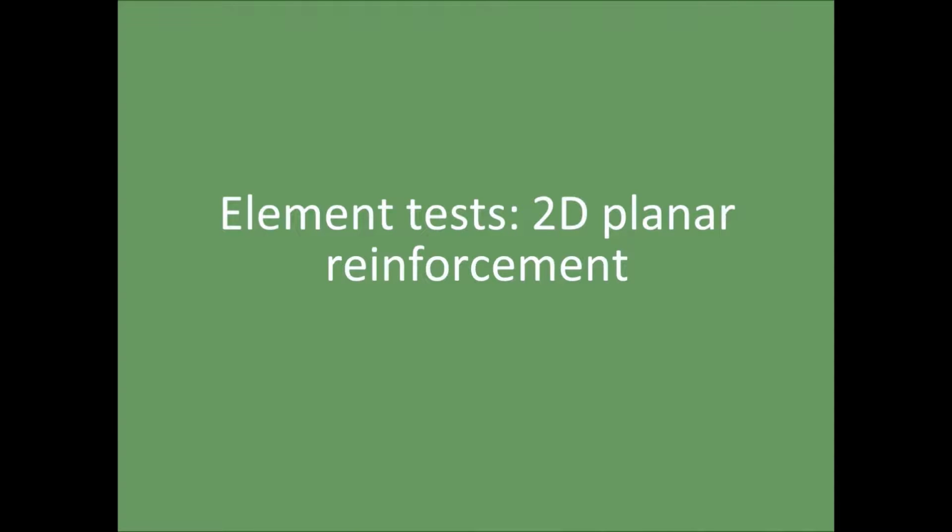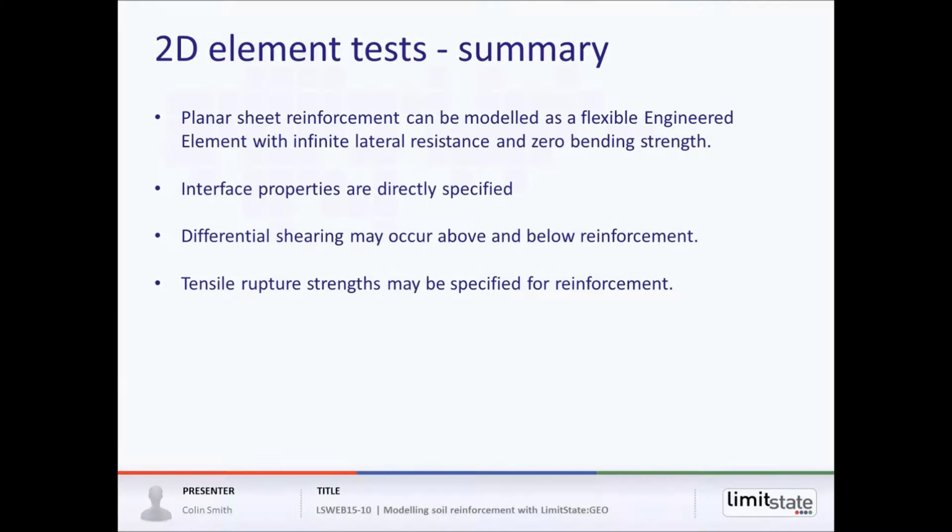So we can use the same engineered element to look at 2D planar reinforcement. And effectively, we can use that element if we give it infinite lateral resistance, so we don't allow soil to flow past it. Obviously, soil can't flow past a sheet of geotextile or a sheet of steel. But to model a geotextile, we put in 0 bending strength. In the previous examples, we actually had infinite bending strength modeled for the soil nails. You can, in fact, model lower bending strength if you wish. There wasn't time to look at that.